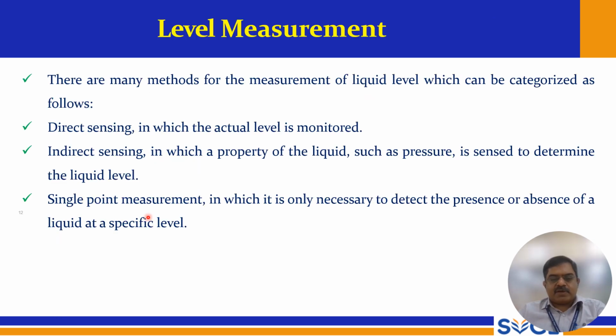So next is level measurement. There are many methods for the measurement of liquid level, which can be categorized as follows: direct sensing, in which the actual level is monitored; indirect sensing, in which a property of the fluid, such as pressure, is sensed to determine the liquid level; and single point measurement, in which it is only necessary to detect the presence or absence of a liquid at a specific level. So these are the three methods.